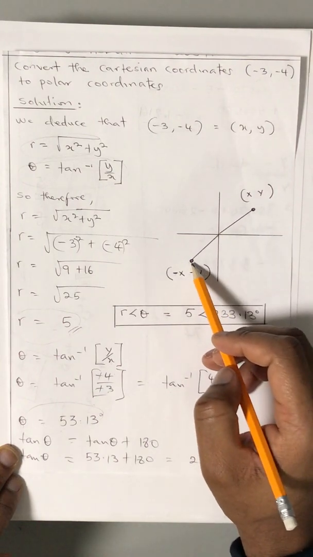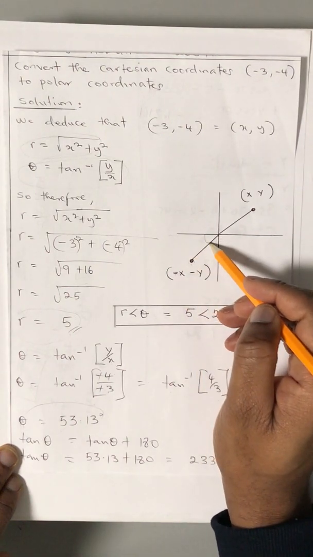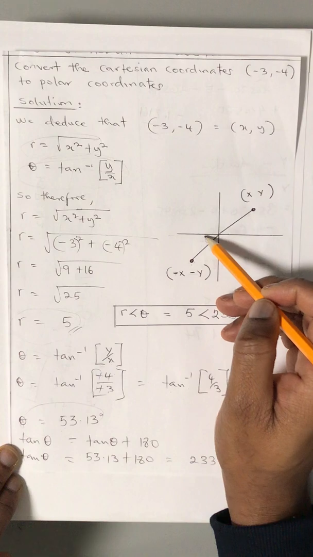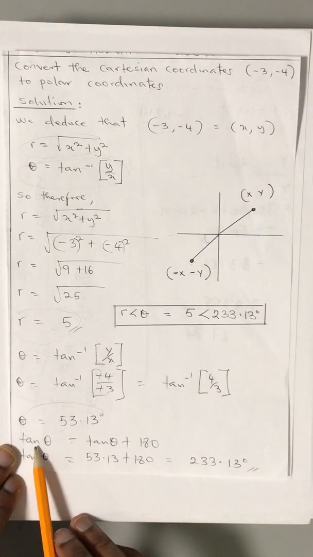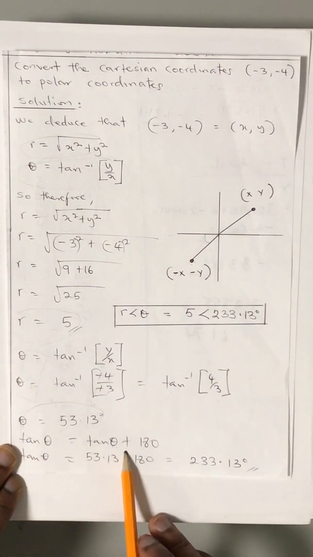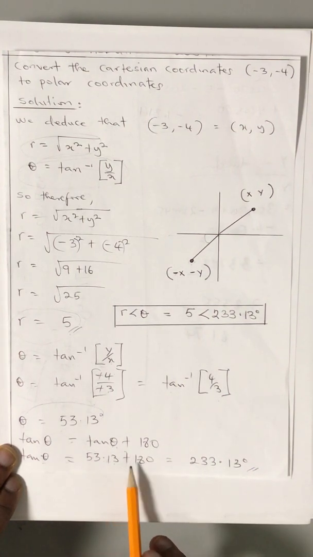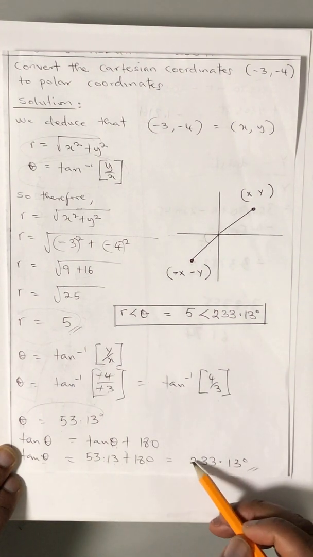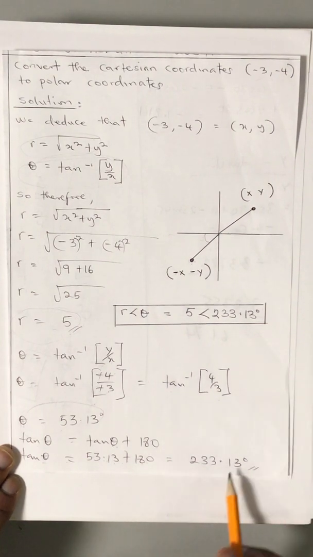Now, for it to be on the third quadrant, we have to relate it to the horizontal angle of the third quadrant, which is 180 plus the reference angle of this formation on the third quadrant. Then from there, we can deduce that theta equals 53.13 plus 180, which becomes 233.13 degrees. Thank you, everyone.